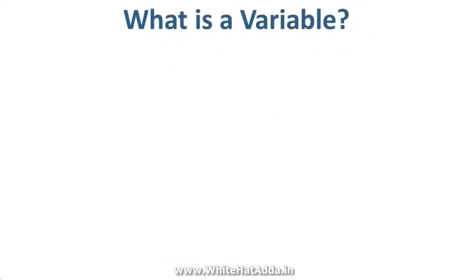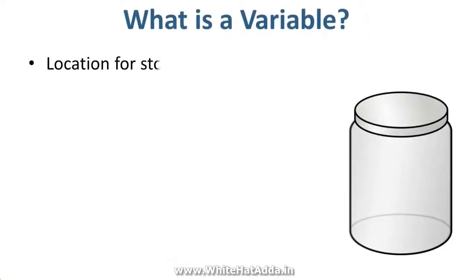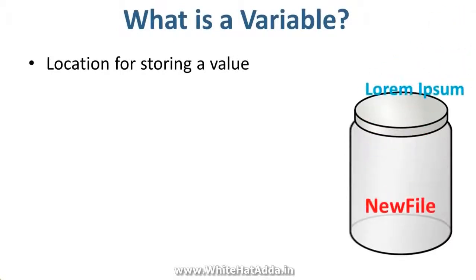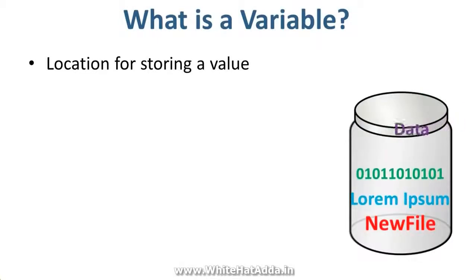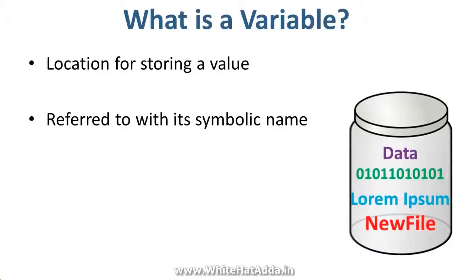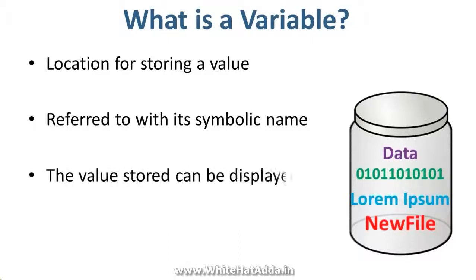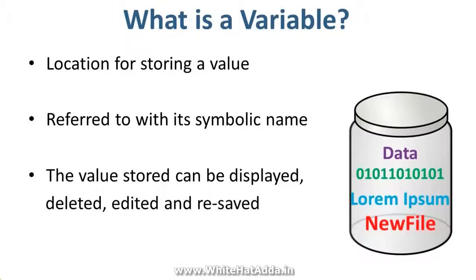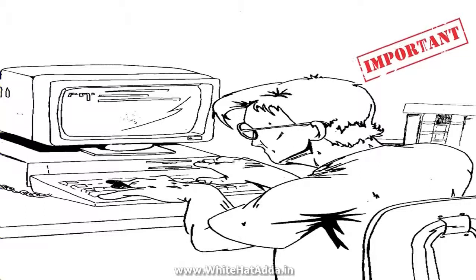This brings us to what is a variable. In computer science, a variable is a location for storing a value, which can be a file name, text, number, or any other data. It is usually referred to with its symbolic name, which is given to it while creation. The value thus stored can be displayed, deleted, edited, and resaved. Variables play an important role in computer programming because they enable programmers to write flexible programs.